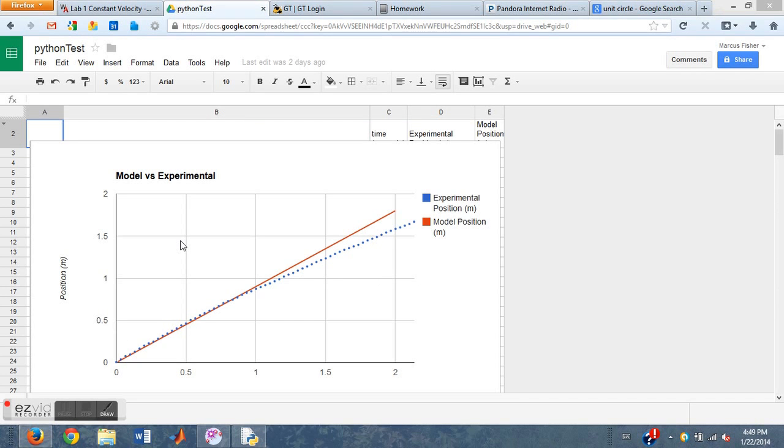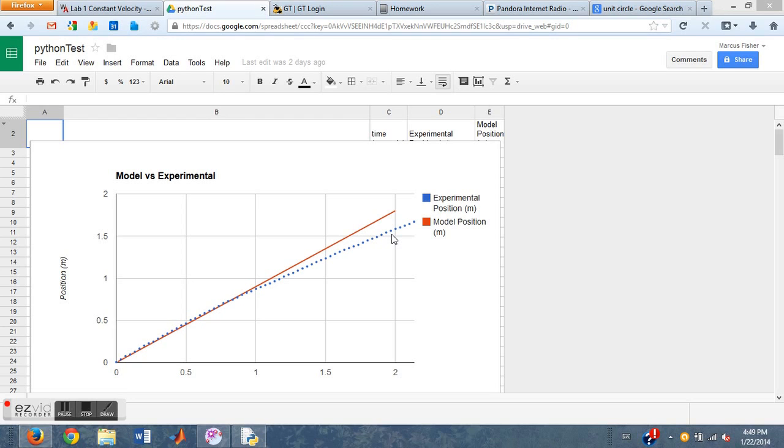Finally, on Google Docs, I have compared the model and the experiment data that we received. The blue dotted line is going to show our experimental position over the course of time, and the red is going to show our model. As you can see, in the very beginning they stay very close to each other, but as time goes on, the blue one, the experiment, is going to start to decrease and drop below the model prediction.